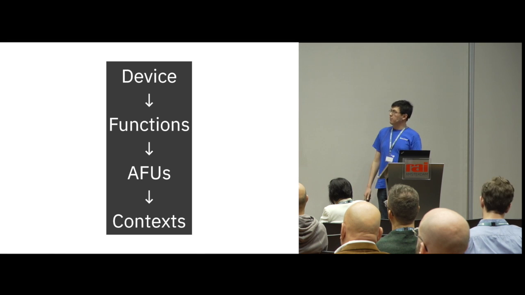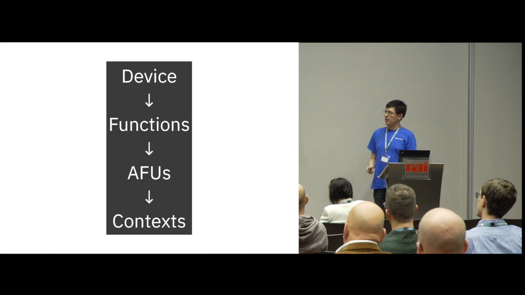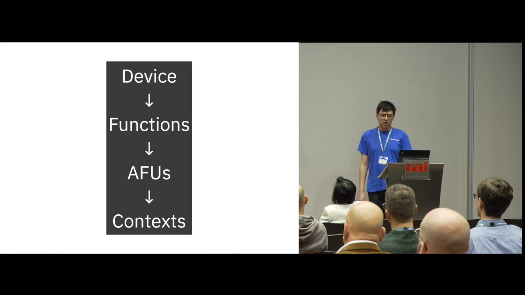So far, everything looks good. It all looks like PCI. We've got a device. It can present up to eight functions, just like a PCI device can present up to eight functions. But this is where things get a little more complicated. Each function can have multiple attached functional units, or AFUs, which you may have heard about if you've been to the other OpenCAPI talks so far at this conference. And on each AFU, we can open multiple contexts.